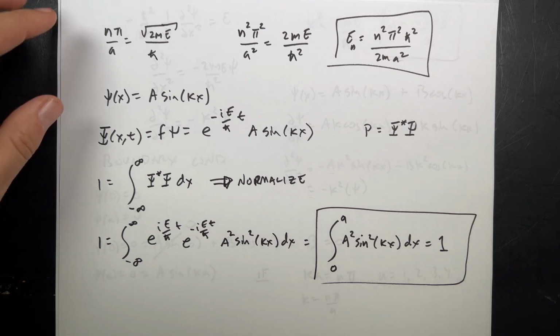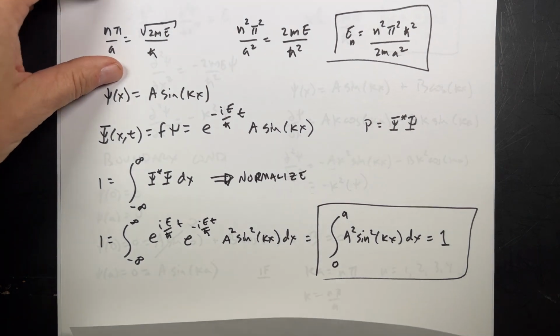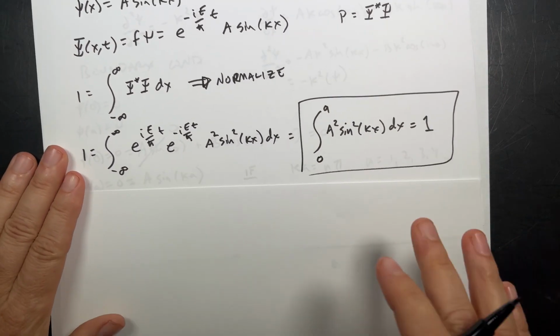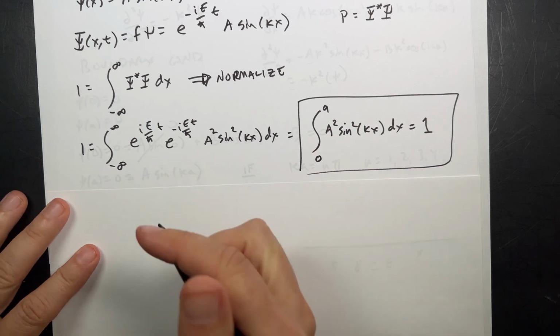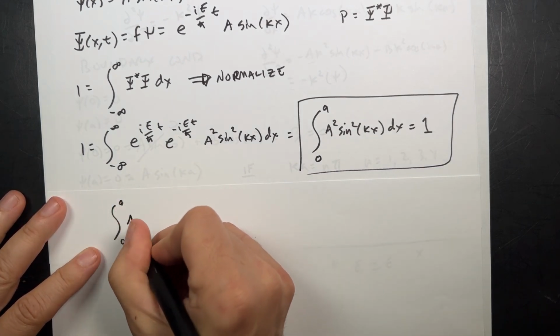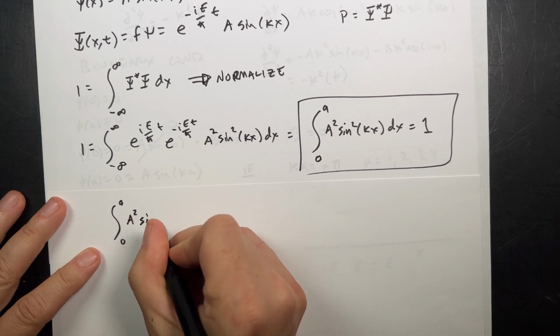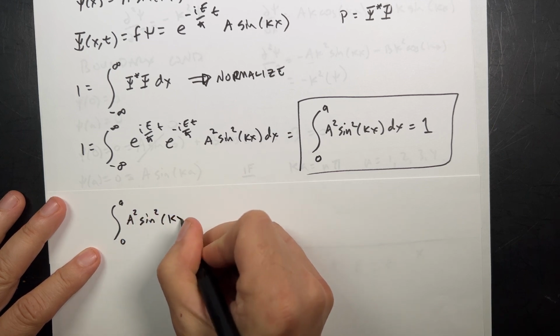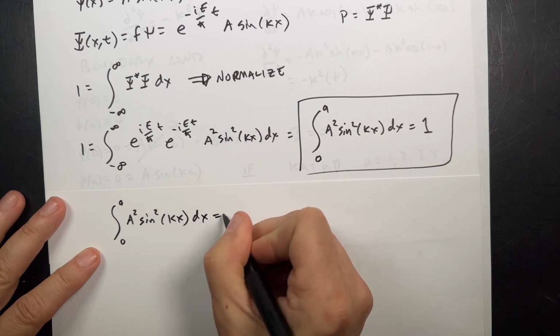It's not the simplest integral unless you use a trick, but we're going to use a trick. Okay, so let's put our integral right here. And you may just say, I'm just going to look that up in an integral table. You could indeed do that, but that's not that much fun. The integral of A squared sine squared kx dx equals 1.